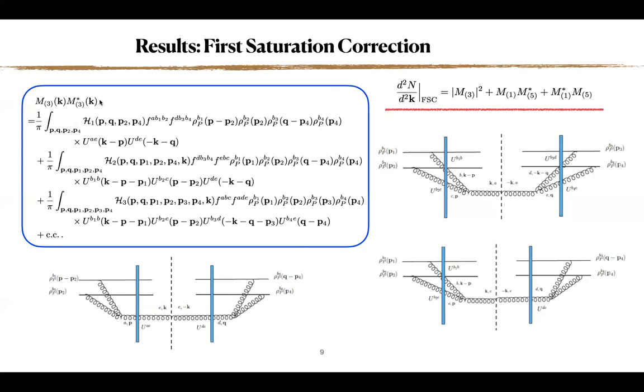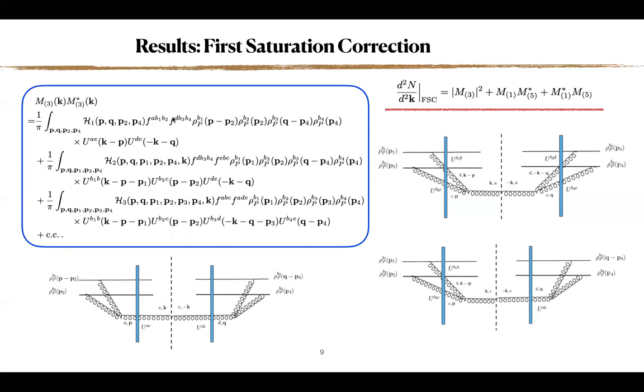For the third order amplitude squared, it turns out all these diagrams can be grouped into three categories, depending on how many Wilson lines each term has. We have two Wilson lines, three Wilson lines, and four Wilson lines. Of course, each term has four color charges of the projectile.